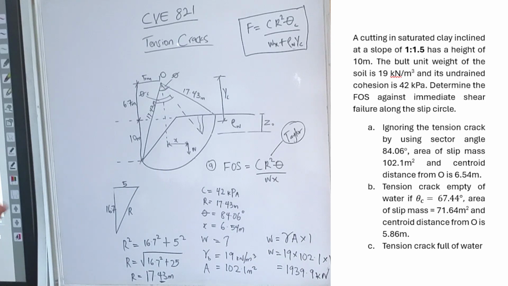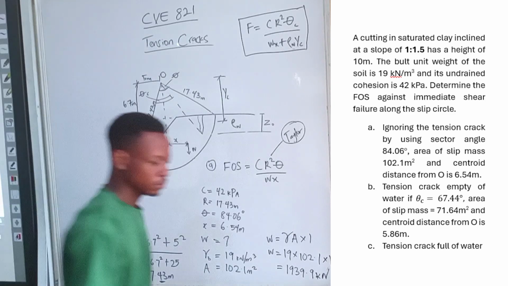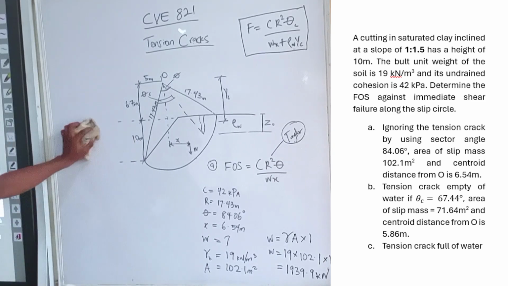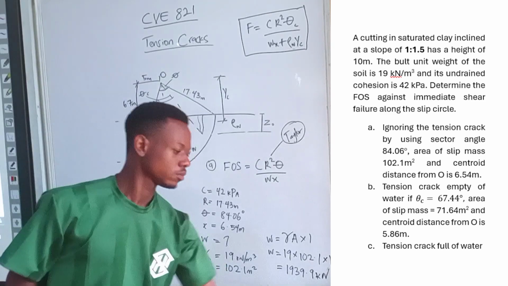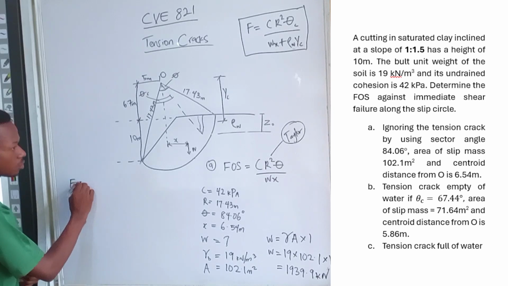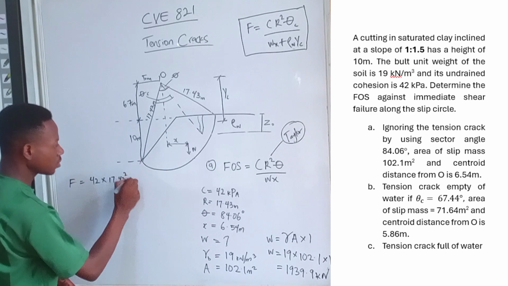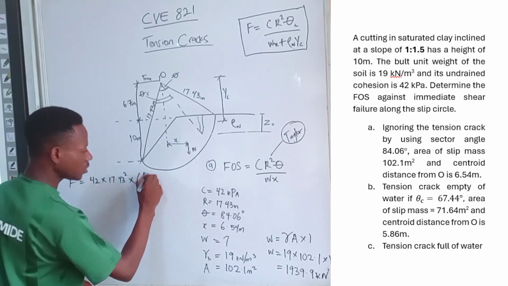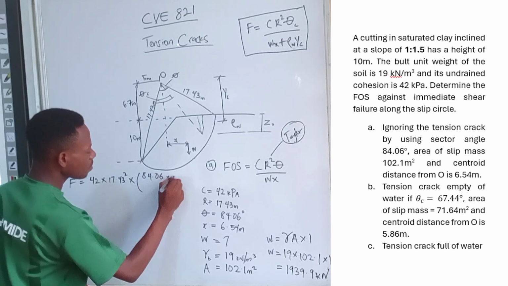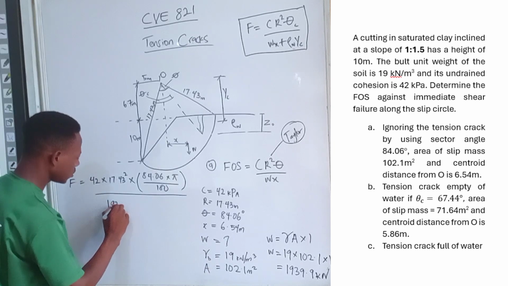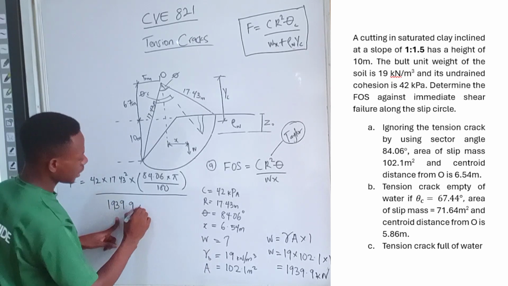So we've gotten everything we need for this question now. All we have to do is substitute into the formula. Before you go, the theta I want you to convert to radian. Yes, we are going to convert to radian. So our factor of safety becomes C, 42, multiplied by R squared, 17.43 squared, multiplied by theta, 84.06 multiplied by pi, then divided by 180, all over W, 1939.9 multiplied by x, 6.54.